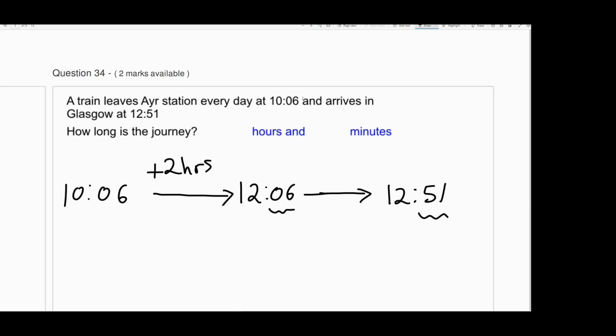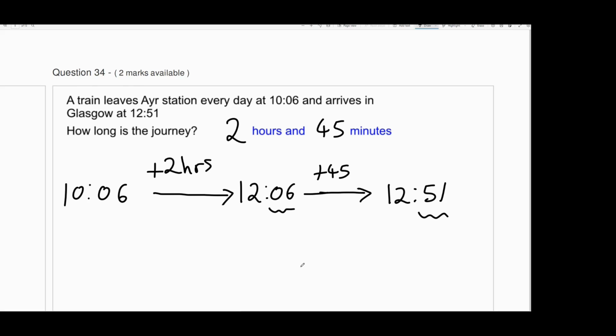That's 45 minutes. Brilliant. So, I mean, this is always how I work out these sort of time questions. Got 2 hours and 45 minutes. Yeah, I have to do that. I can't do this in my head. I have to do a little timeline like that.